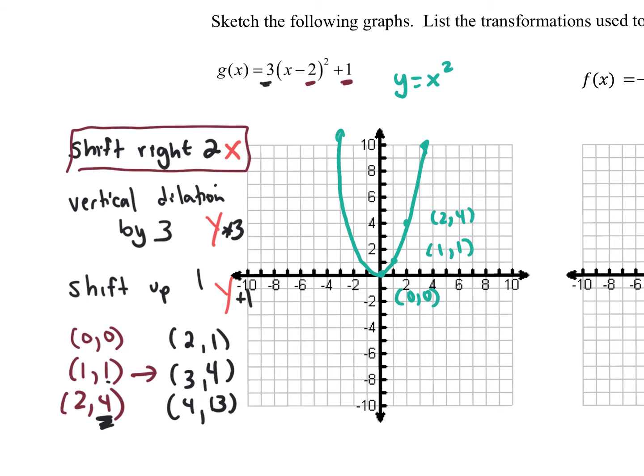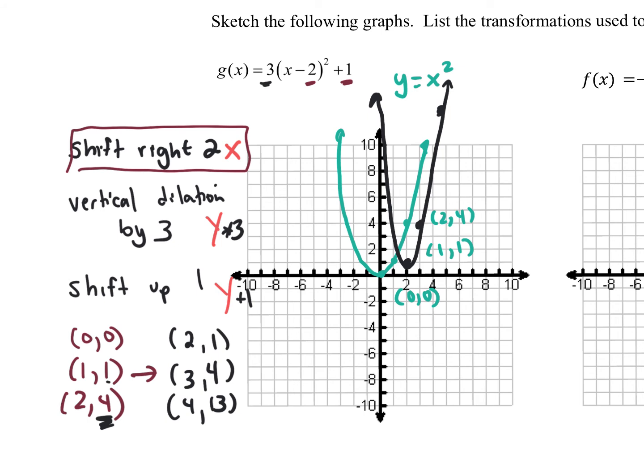So those new points are pretty different. So we have 2, 1, and we have 3, 4, and then we have 4, 13, which is way up here. So you can kind of envision our graph is going to look something like this. So let's just take a peek at it. It's definitely shifted to the right from the teal one. It's definitely shifted up 1.